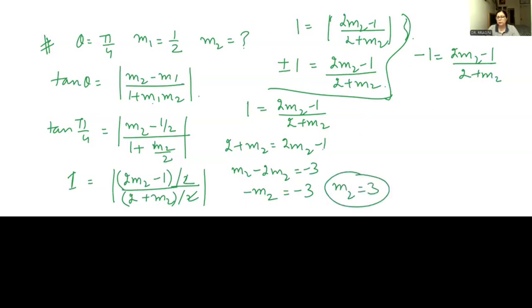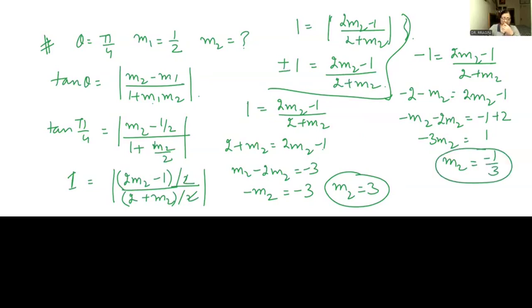The other one is minus 2 minus M2 is equal to 2M2 minus 1. Here we have minus M2 minus 2M2 is minus 1 plus 2. This is minus 3M2 is 1. So M2 becomes minus 1 by 3. So we have got two different values here. The slope of the second line can be 3 or it can be minus 1 by 3.